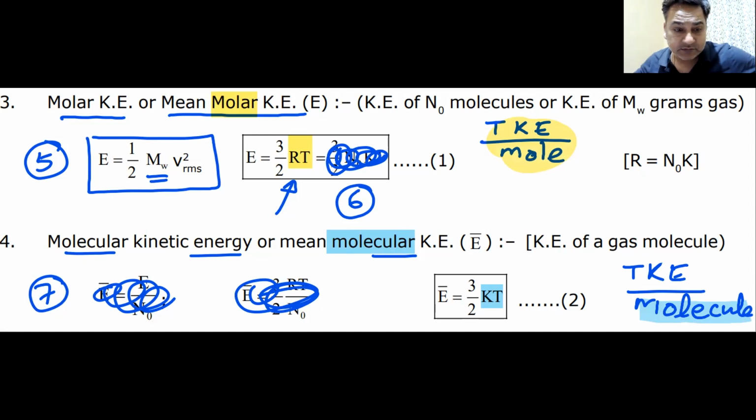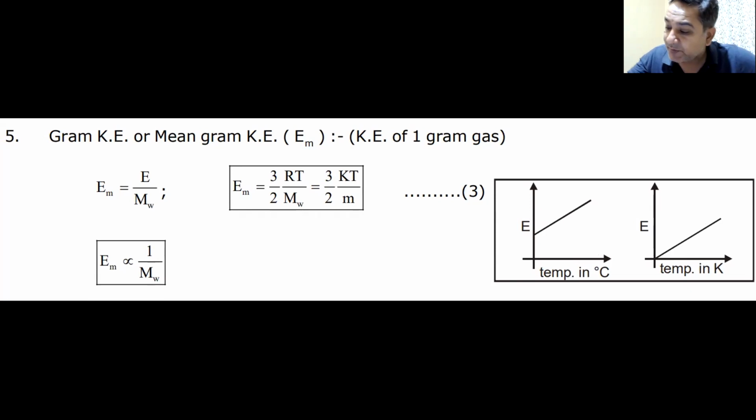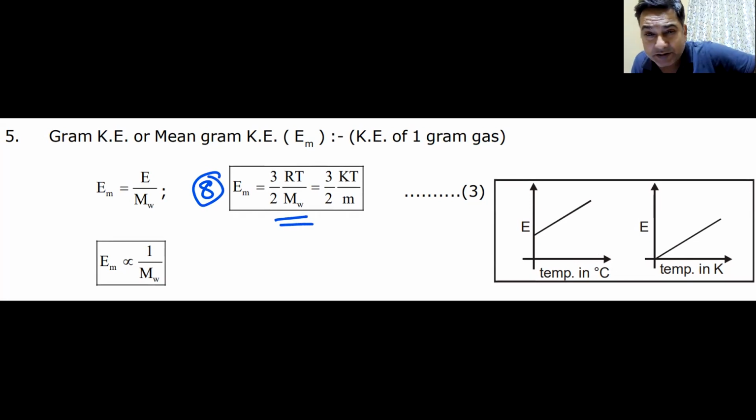The next one is kinetic energy per gram. I have not seen many questions on this, but there could be one or two questions that have come in the past. Per gram. So the formula becomes like this. This is formula number 8. Kinetic energy per gram is 3 by 2 RT divided by the molecular mass MW, or 3 by 2 kT divided by small m. Small m is the mass of one molecule.